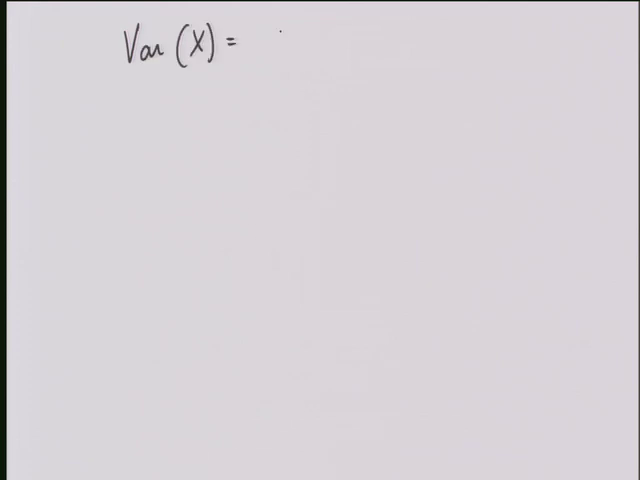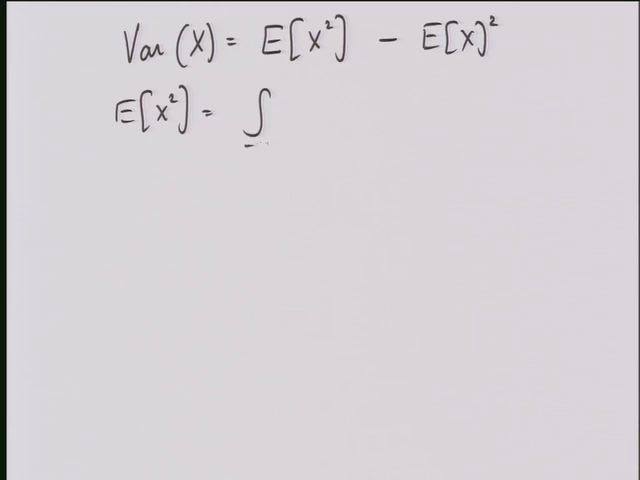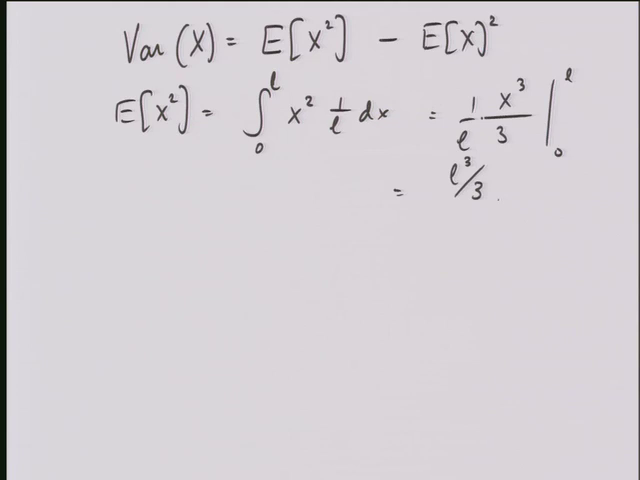This is expected value of x squared minus expected value of x, whole thing squared. So what's expected value of x squared? It's the integral from 0 to L of x squared times f of x, which was 1 over L, dx. That is x cubed over 3 times 1 over L, between 0 and L, which is L cubed over 3. No, L squared over 3. Yeah, L cubed over L.